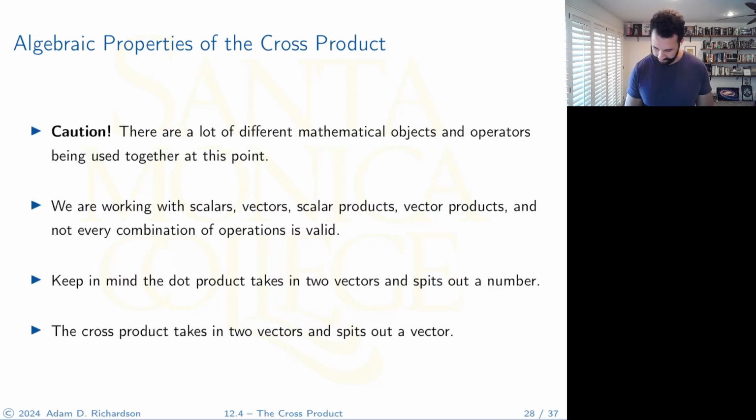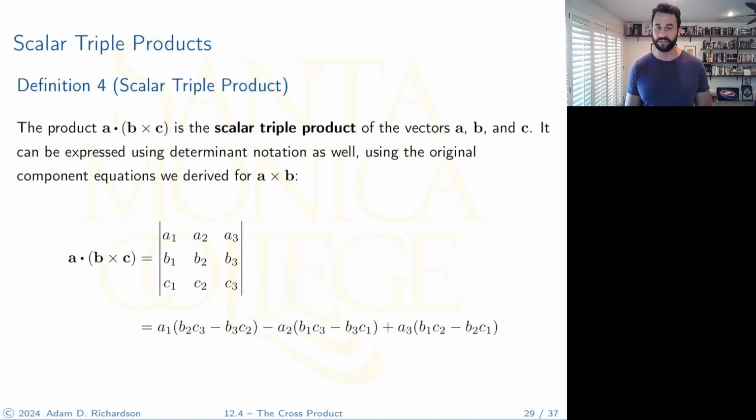Okay. Now, building up from this, you can also talk about scalar triple products. The scalar triple product is this: A dot B cross C. Again, it can be expressed using determinant notation, using the original component equations that we derived for A cross B. Here, instead of having i, j, k at the top, we've just got the first vector A right here. So A1, A2, A3, B1, B2, B3, C1, C2, C3.